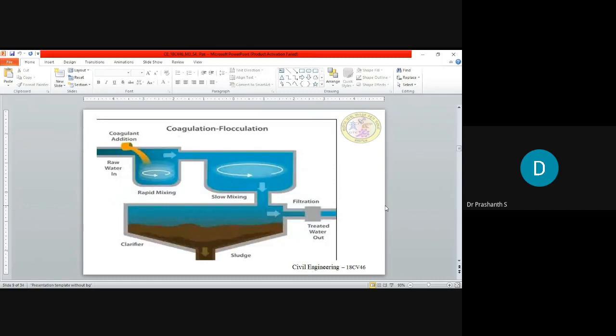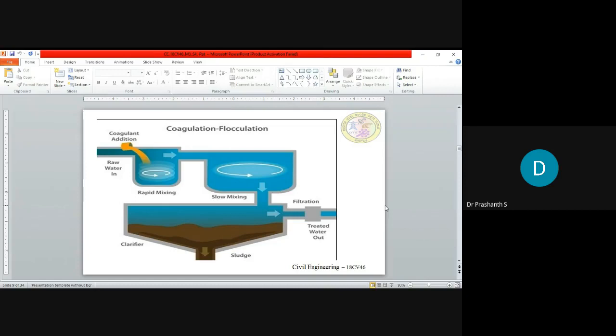How do they do coagulation and flocculation? Generally, raw water which has very fine colloidal particles is taken to a mixing chamber where the coagulant is added and rapidly mixed. Then from the rapid mixing, it is taken to the next chamber, which is called slow mixing. Slowly, water is agitated to form precipitation. And once the precipitation is formed, all the very small particles are going to be added to the coagulant.